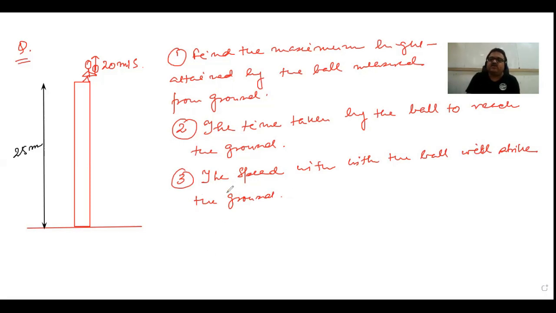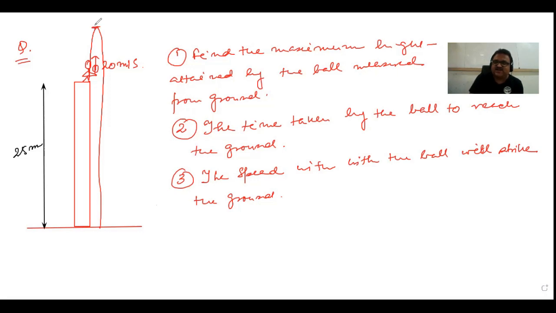Now, for a moment, look at this problem in this way. Find the maximum height. So, how will the ball go? It will move up like this, and it will fall like this. Is it clear? So, what to do here? Look at the problem, and first, watch it.